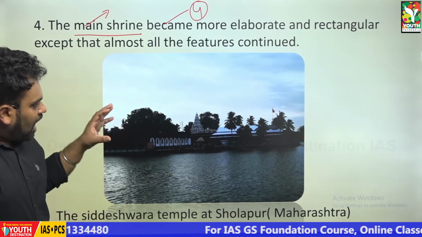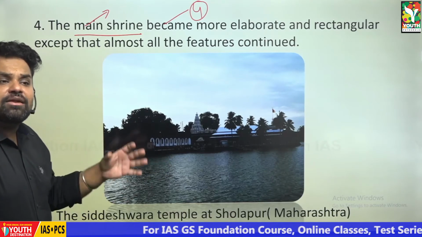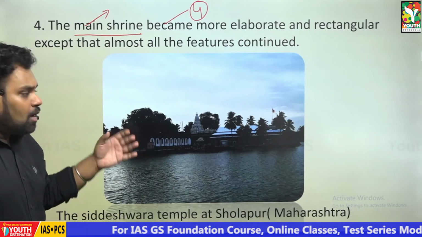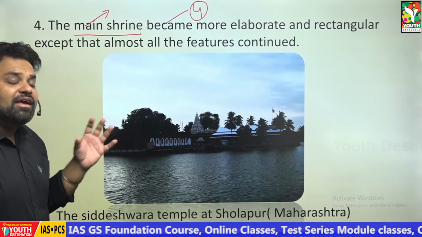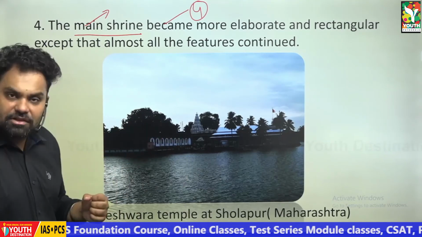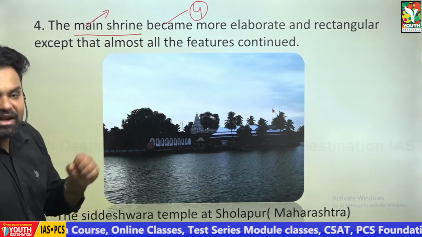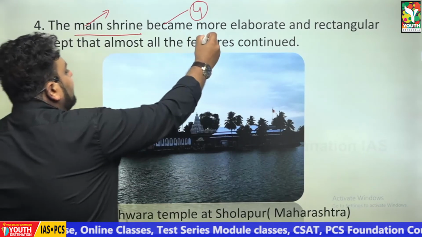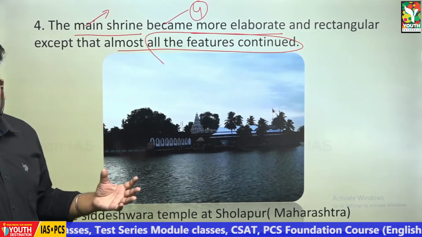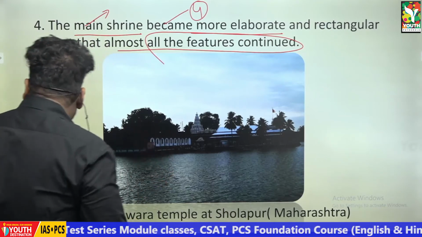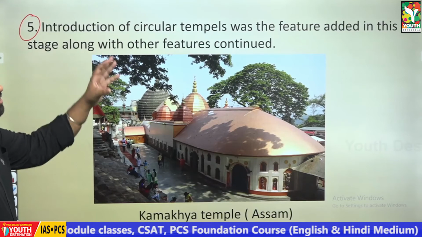You must be wondering, sir, according to what you are saying, these temple structures look much more elaborate. The point is, these temple structures were also made more elaborate, more beautiful as time progressed. What I'm just trying to show in these pictures is that these were examples of the various stages. But we cannot get the exact pictures of that particular stage. So just to show you an example, I have included these in my PPT, right? So that is the basic idea. So the Siddheshwara temple at Solapur is a very good example of the fourth stage, when the main shrine becomes more elaborate and rectangular and all the other features continue. I told you, all the features that were there earlier are still continuing. So that is something which we need to understand. And now finally, this is the fifth stage of temple construction.